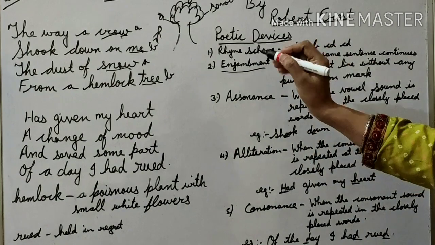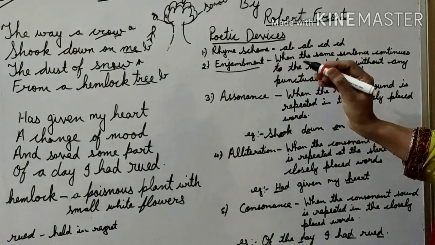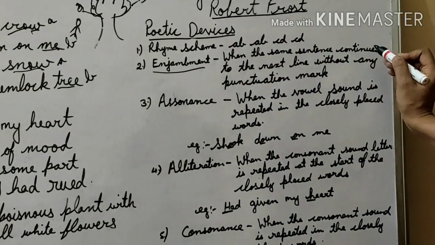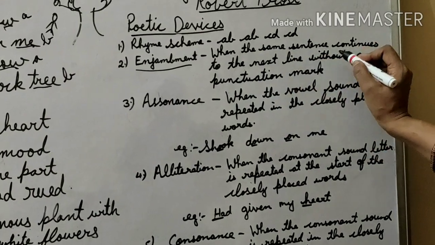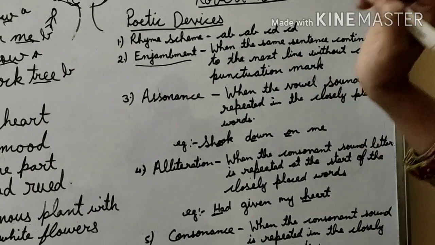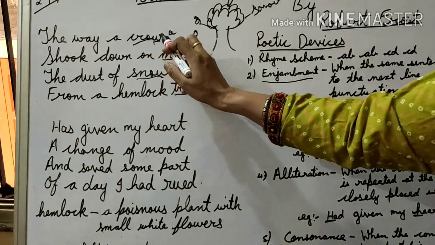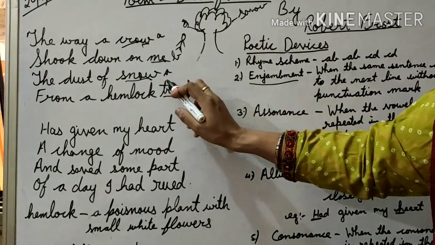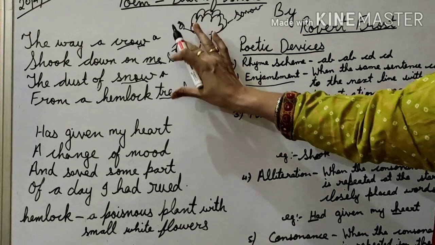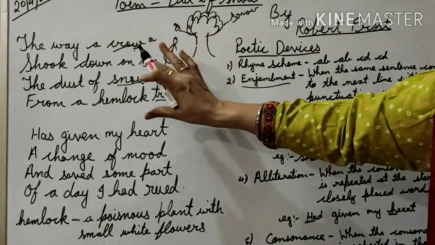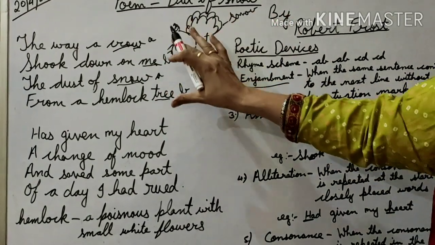Now next poetic device is enjambment. Now first children, try to understand what is enjambment. When the same sentence continues to the second line without any punctuation mark, it is known as enjambment. Can you see the first line? Can you find out any punctuation mark in between these four lines? No punctuation mark is there between four lines.